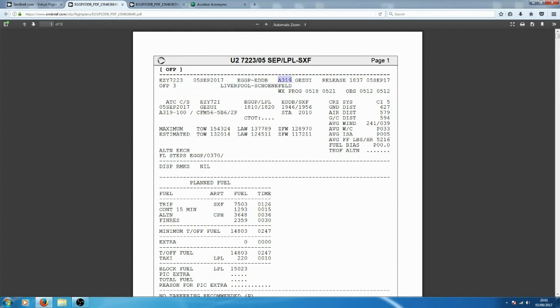Next bit of information will be your aircraft type, Airbus A319, and your registration, Golf Echo Zulu Uniform India. Next bit of information is when it was released. Now, in terms of this operational flight plan, it will actually be wrong.